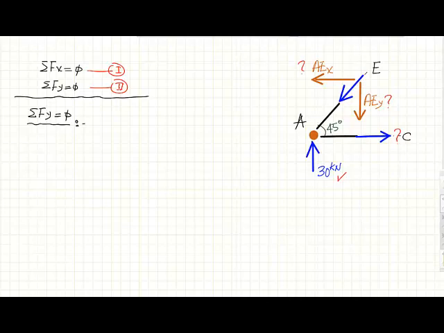In the sum of all forces in y equal to 0 equation, we'll have this element which is downwards, so it is minus AEY, and we have this element which is upwards, so plus 30 kilonewton is equal to 0. And then 30 kilonewton is equal to AEY, and as we know, AEY is equal to AE multiplied by sine 45 degrees.